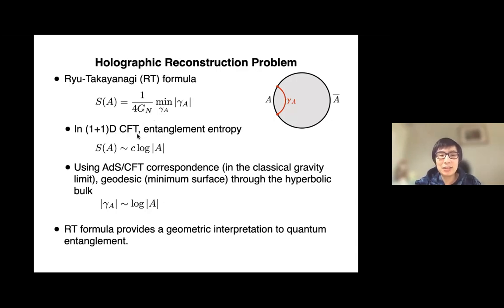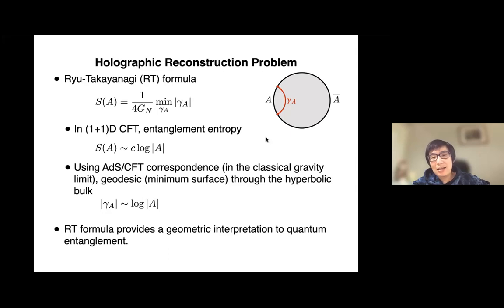The intuition actually originated from AdS/CFT. In a 1+1 dimensional conformal field theory, the entanglement entropy of a single region A is proportional to the log of the size of this region. Using AdS/CFT correspondence in the classical gravity limit for a holographic CFT, it is understood that there is an AdS bulk dual. Since we are talking about entanglement entropy, which is an equal-time quantity, we only need to take care of the equal-time bulk, which is basically a hyperbolic space. And in this hyperbolic space, the minimal surface corresponds to the geodesic through this hyperbolic space.